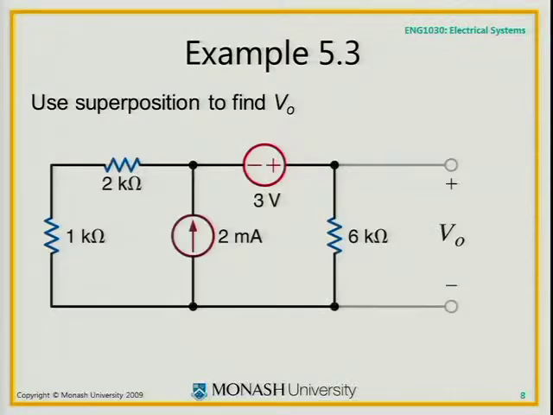So here's a simple example to start with. A question might say, use superposition to find V0. Now, you don't have to use superposition. Simple nodal analysis might do this for you very quickly, or loop analysis. But let's see what superposition does to allow us to find V0.